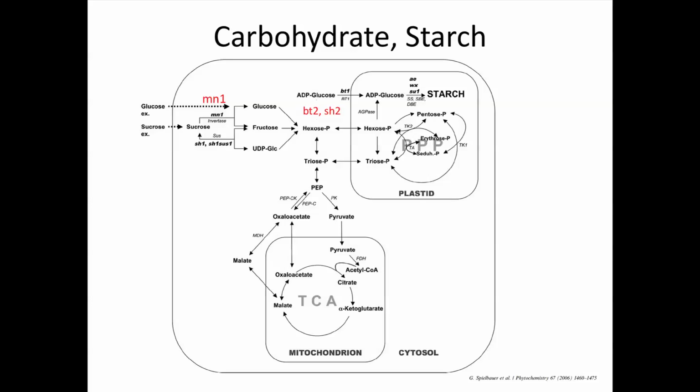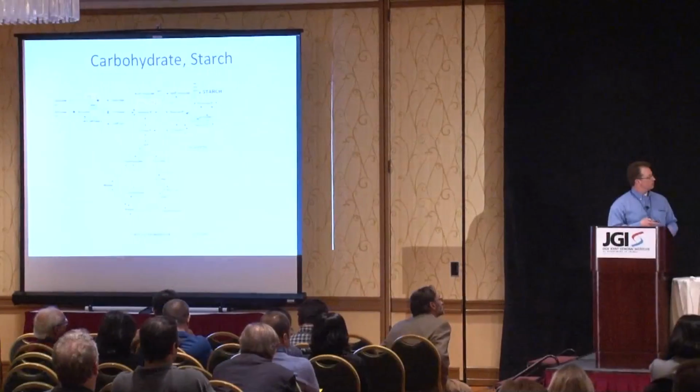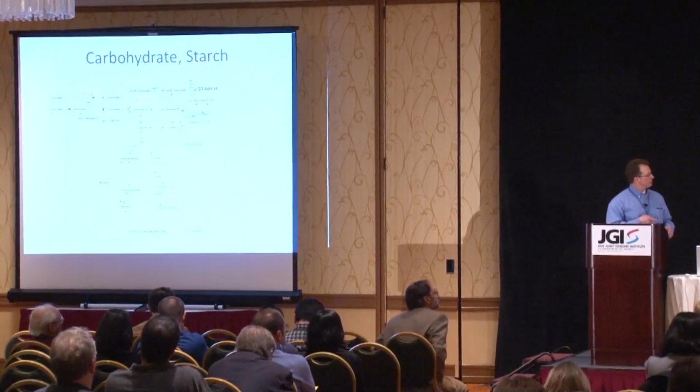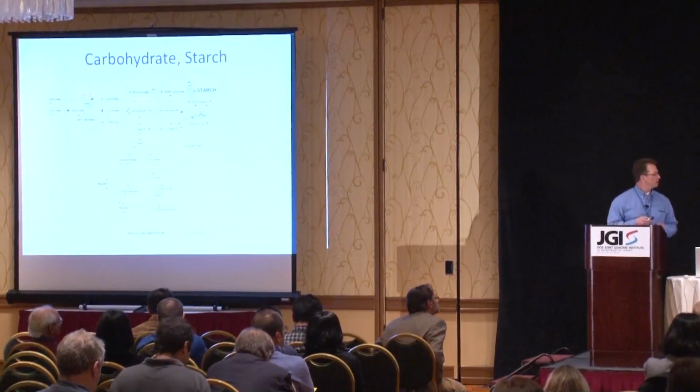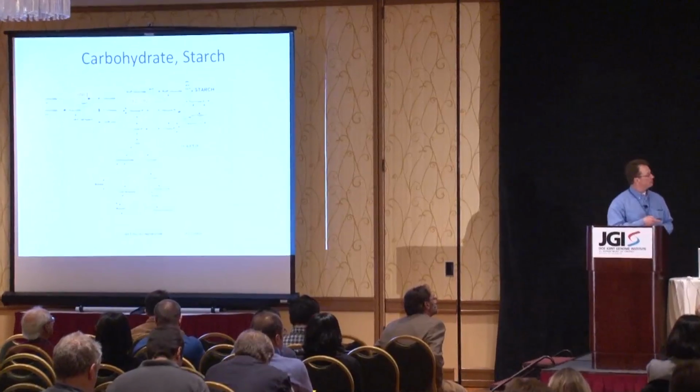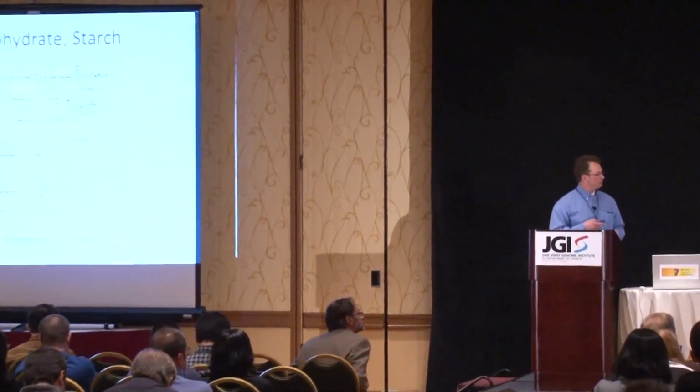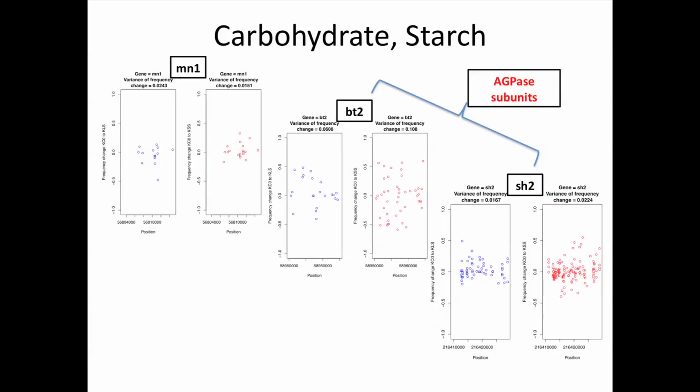Just a few candidate genes. There's many candidate genes you might consider. Some that are very well characterized in maize and other grasses are invertase miniature 1, which reduces seed size as a qualitative mutation. The ADP glucose pyrophosphorylase subunits, brittle 2 and shrunken 2, have also been studied in many species in terms of directing starch into the storage organs. And then there's multiple other genes in the starch pathway. So here's a few examples of those.